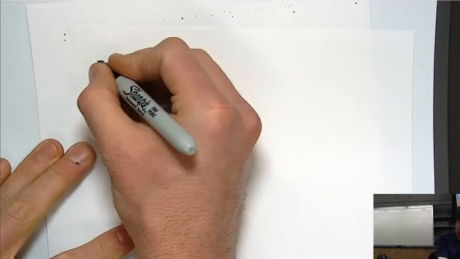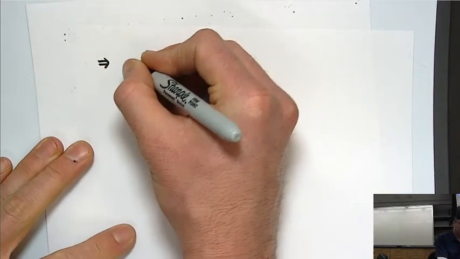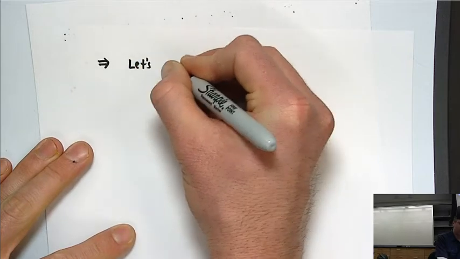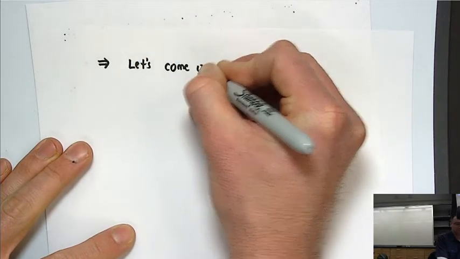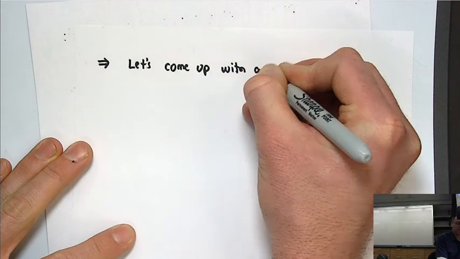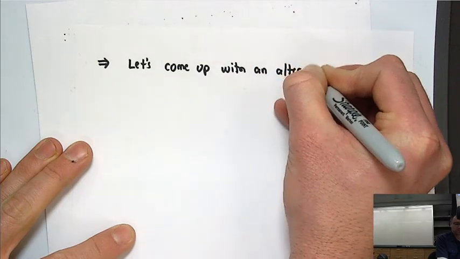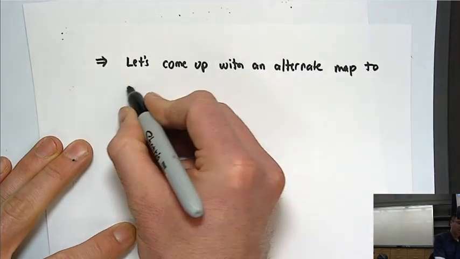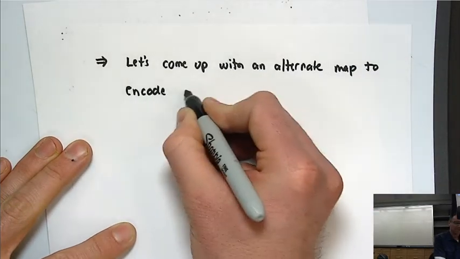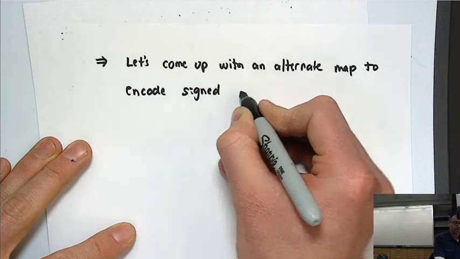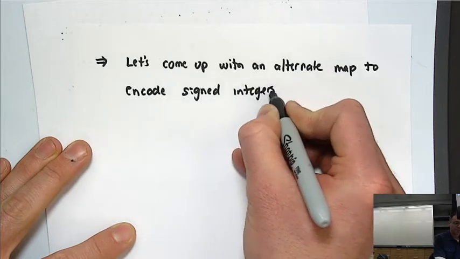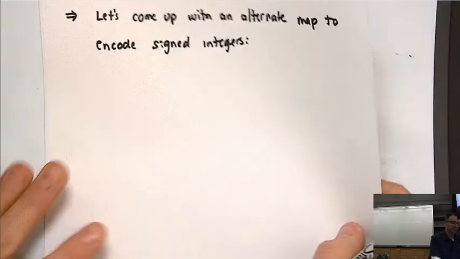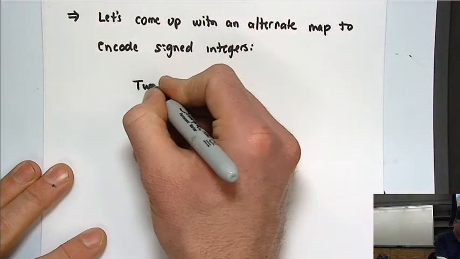Okay, so what we said then is let's come up with an alternate map to encode signed integers. What's the alternate map to encode signed integers that we used? 2's complement.